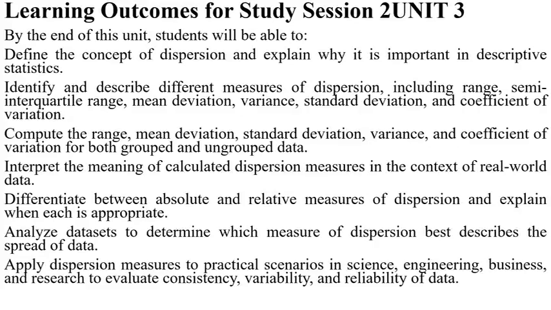Learning outcomes for study section 2, unit 3. By the end of this unit, students will be able to: 1. Define the concept of dispersion and explain why it is important in descriptive statistics. 2. Identify and describe different measures of dispersion, which include the range, the semi-interquartile range, mean deviation, variance, standard deviation, and coefficient of variation. The third is to compute the mean, the range, standard deviation, variance, and coefficient of variation for both grouped and ungrouped data.